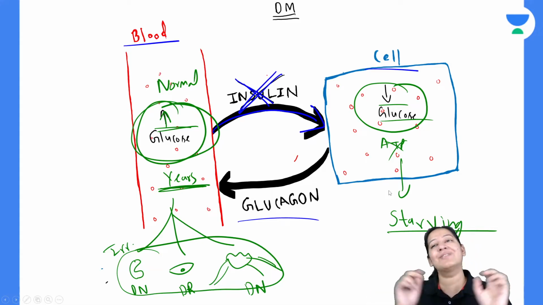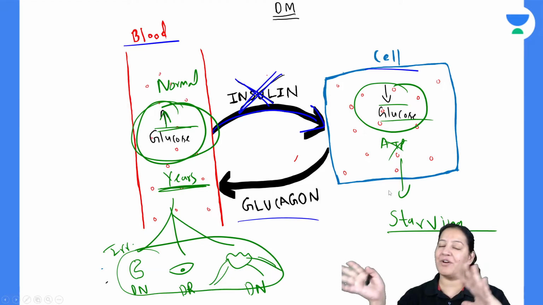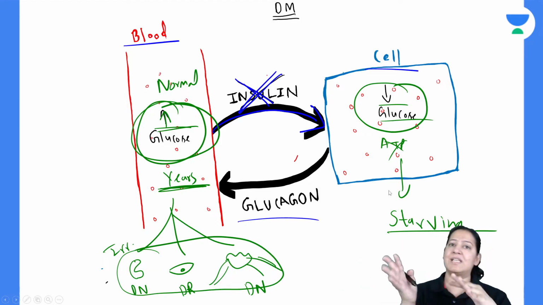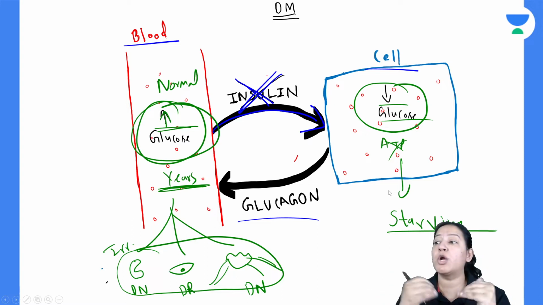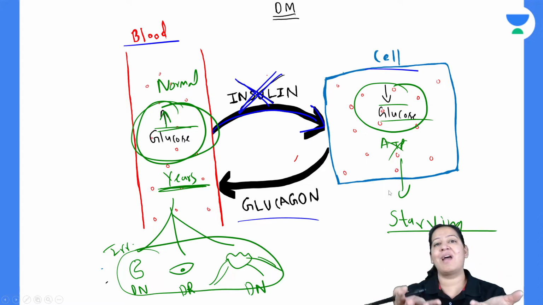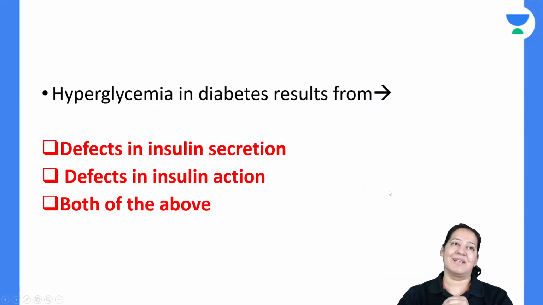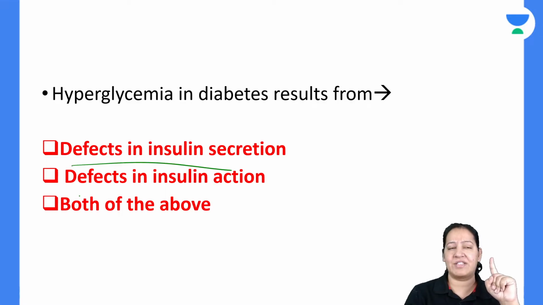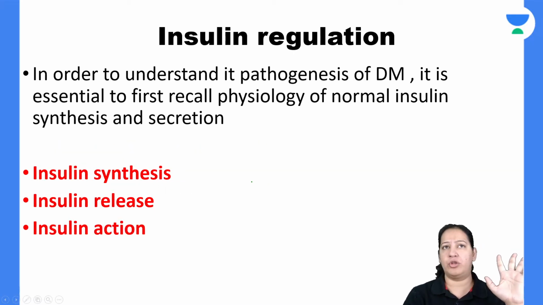Have you got it? So the cells are starving despite having abundant glucose, because for shifting glucose from the blood to the cell, we require insulin. We require functional insulin. So here either insulin is absent or it is non-functional. So that is the defect. Either the insulin is absent or there is a defect in insulin action, or both of the above, right?